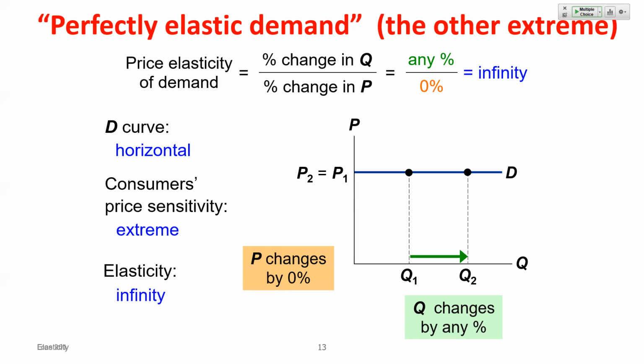So if they're elastic, what happens? When I increase the price by a little, they buy way, way less. If it's inelastic, that means I could cause huge price changes, and they're not going to change how much they buy hardly at all, which is good for me. It means I'm selling the same amount of the good at a much higher price.